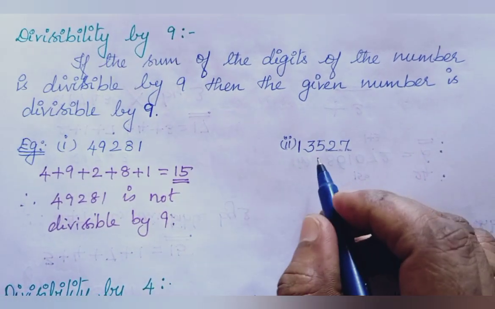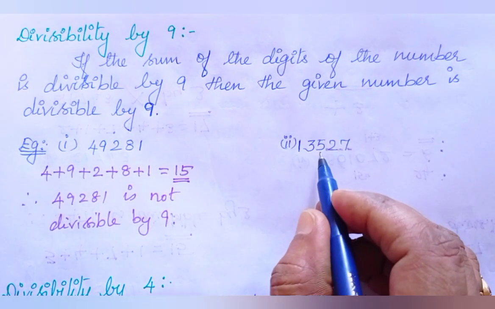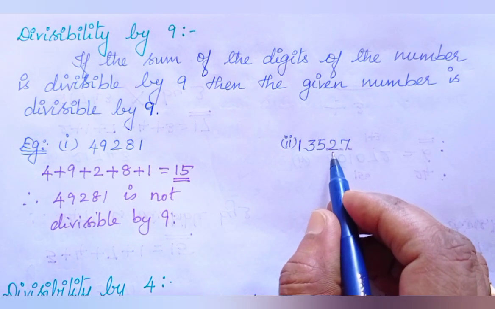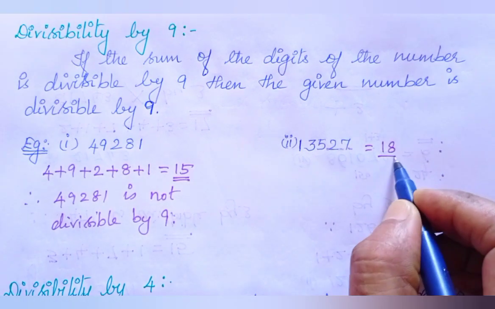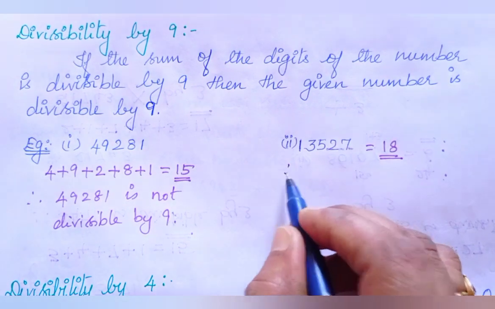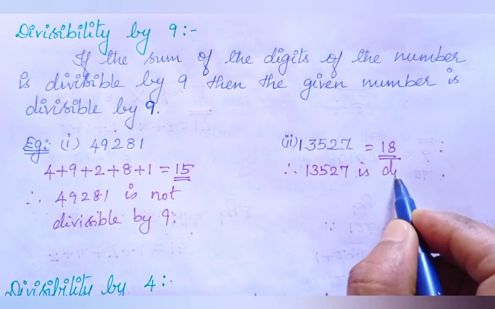Now we can check the second one. 13,527. 1 plus 3 is 4. 4 plus 5 is 9. 9 plus 2 is 11. 11 plus 7 is 18. And this 18 is divisible by 9. Therefore, 13,527 is divisible by 9.